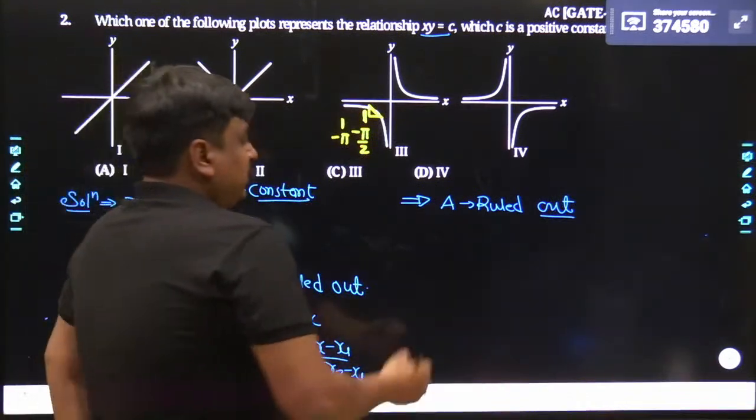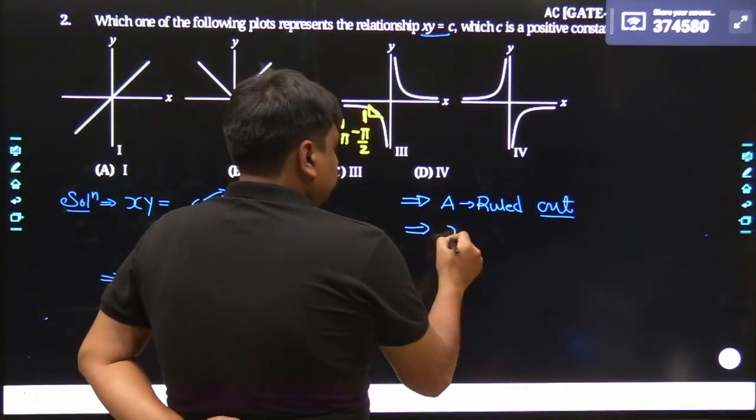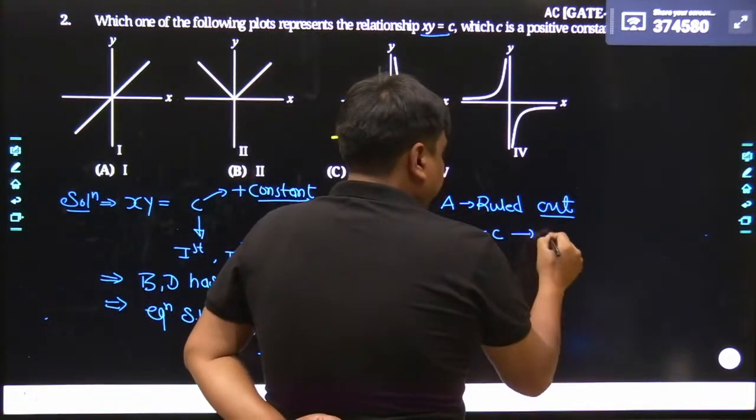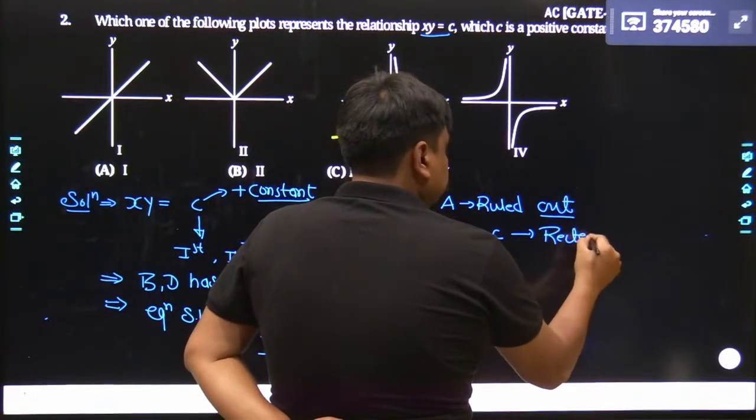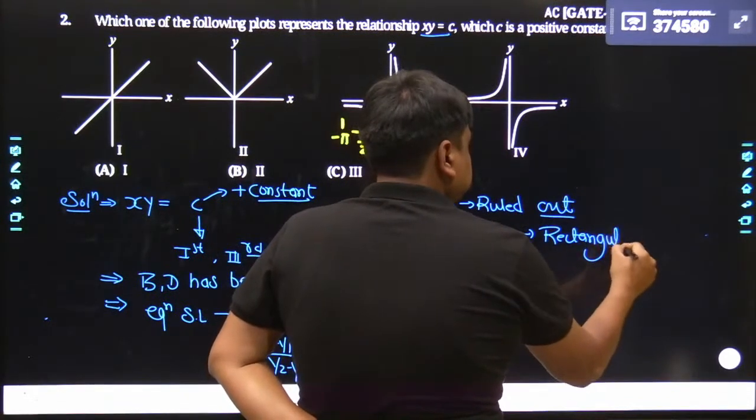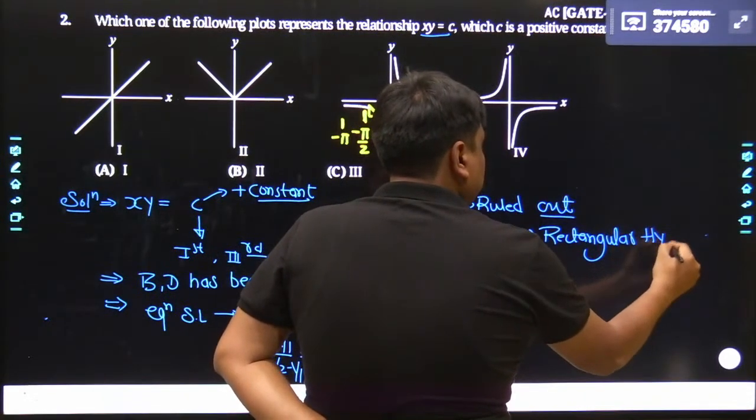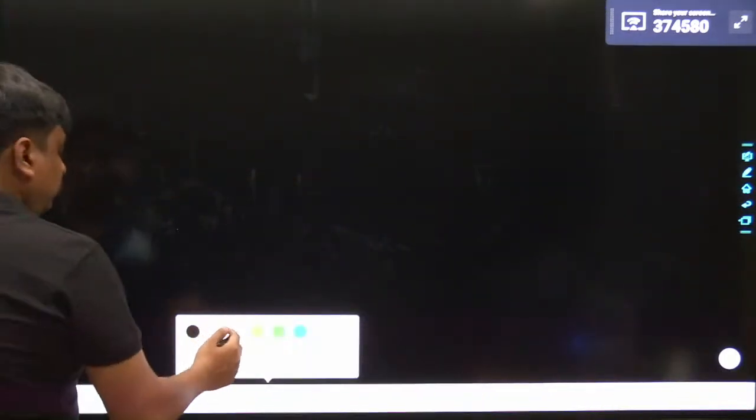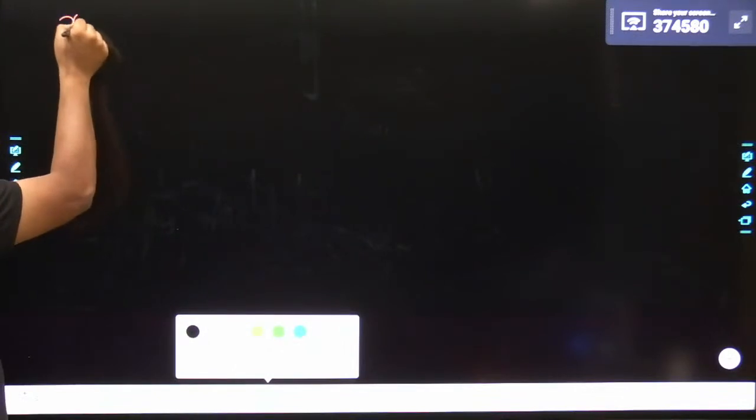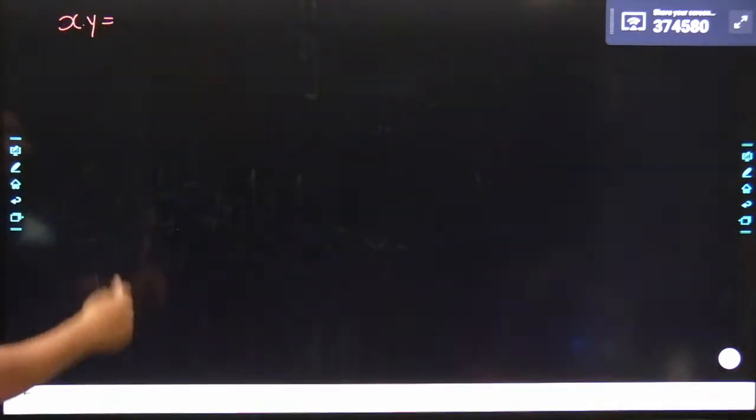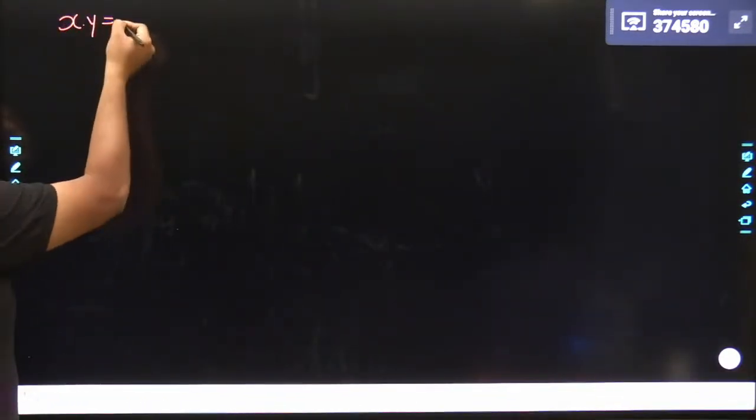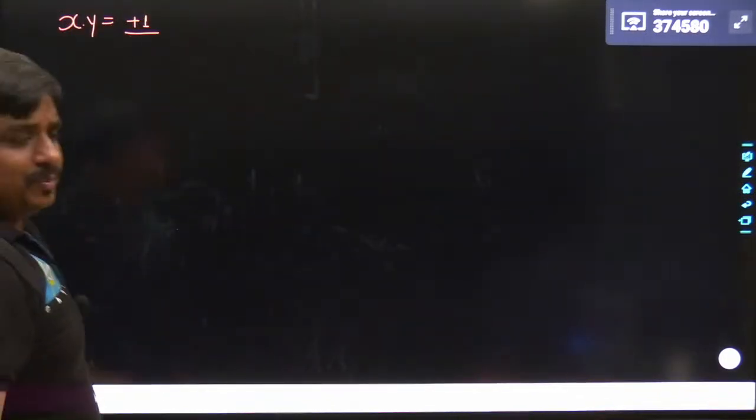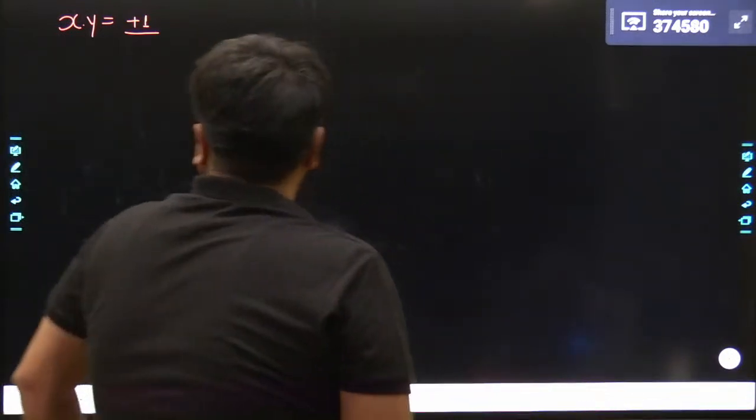If further investigation is required, you can write x into y is equal to c is going to be a rectangular hyperbola. How? Let me explain on the next page. For the time being, I took a situation where the multiplication between the independent and the dependent variable has been chosen as plus 1 for the sake of simplicity. See what is happening over here.